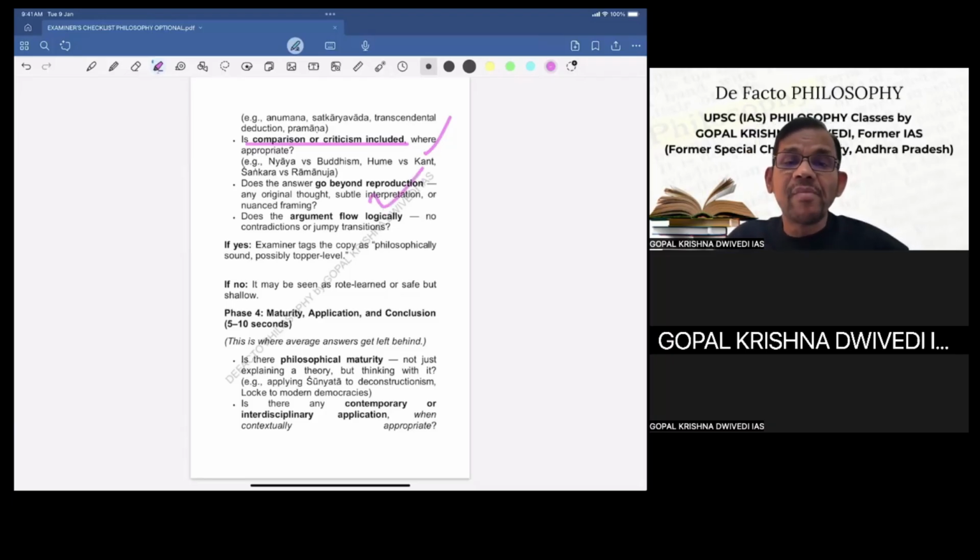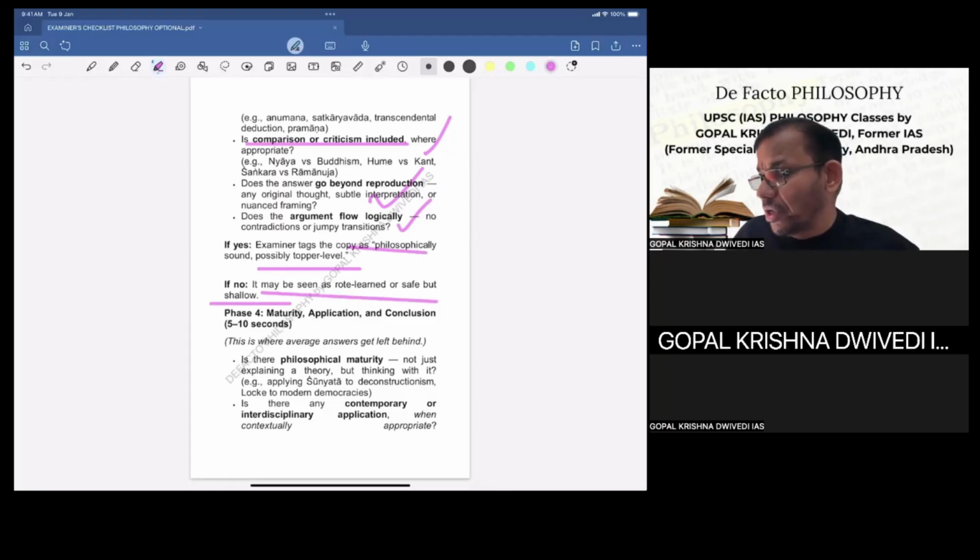And does the argument flow logically? No contradictions or jump transitions. So this is again a very important thing. If yes, then the examiner takes the copy as philosophically sound, possibly topper level, and may see it in a good or excellent category. If no, then it may be only average, and at maximum it will go to the good category, depending on what the examiner has psychologically felt about it.